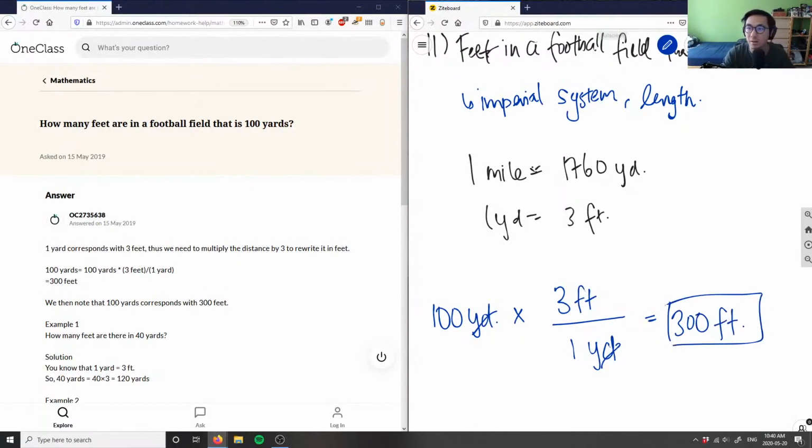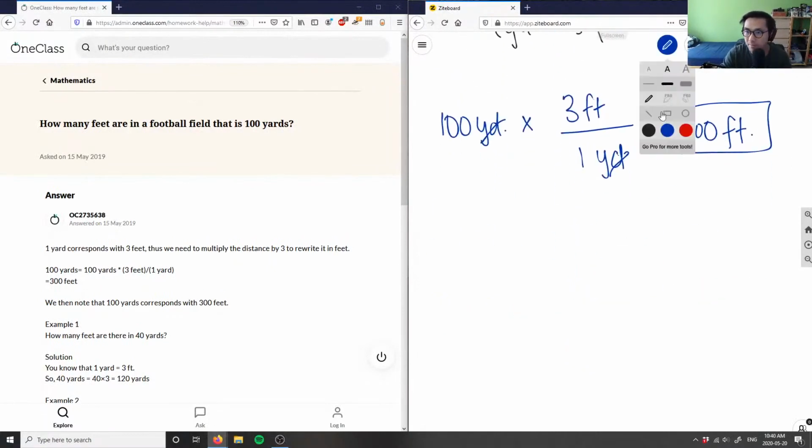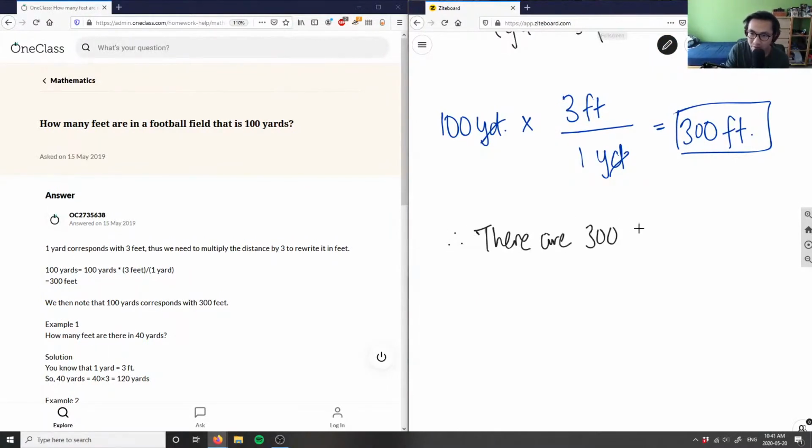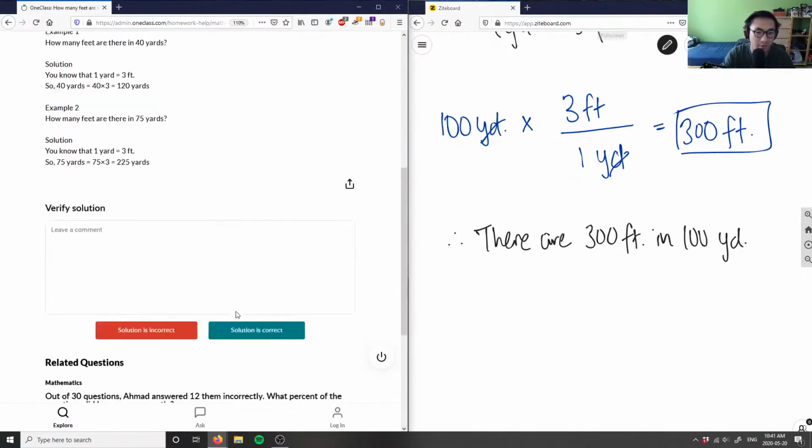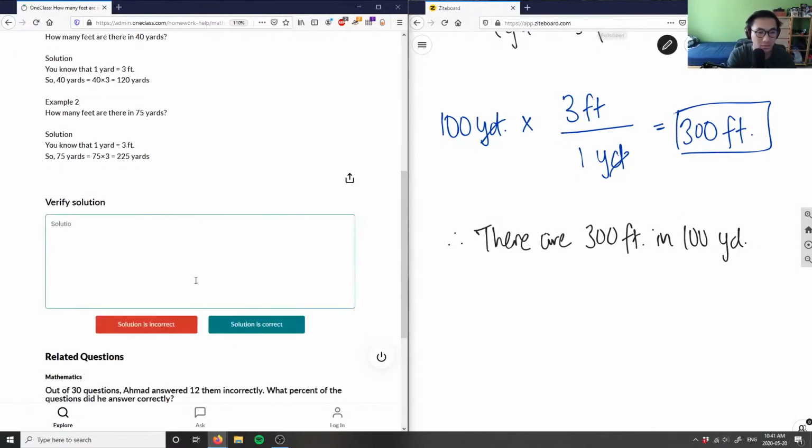And we can say that therefore there are 300 feet in 100 yards. So this solution is correct because they wrote 300 feet as well. Solution is correct. Good analysis.